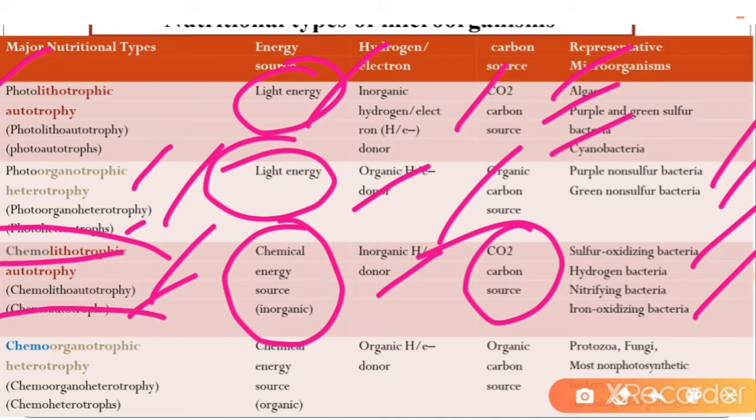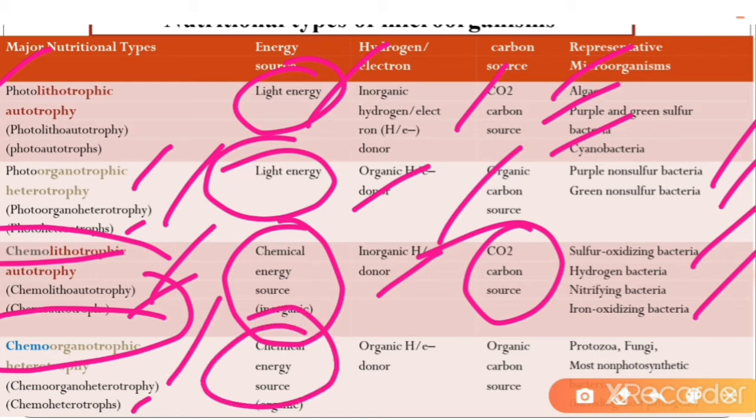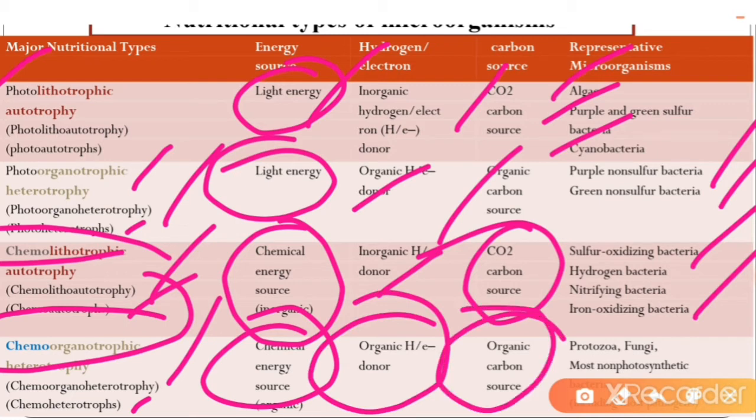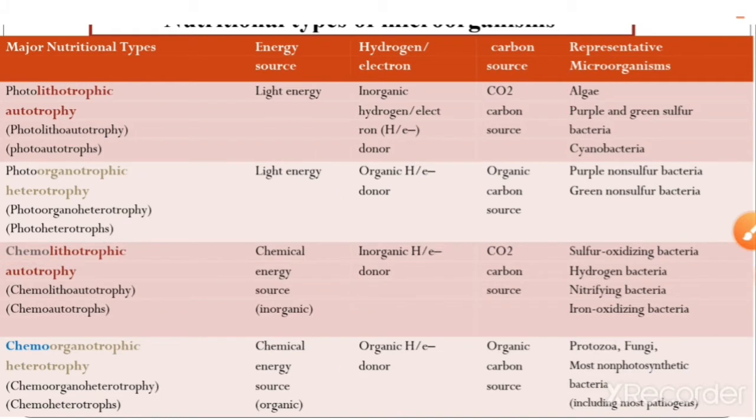Next one, chemoorganoheterotrophy, the chemoheterotrophs. Chemical energy is the energy source, organic hydrogen is the electron donor, and organic carbon is the carbon source. Examples are protozoa, fungi, most non-photosynthetic bacteria, etc.